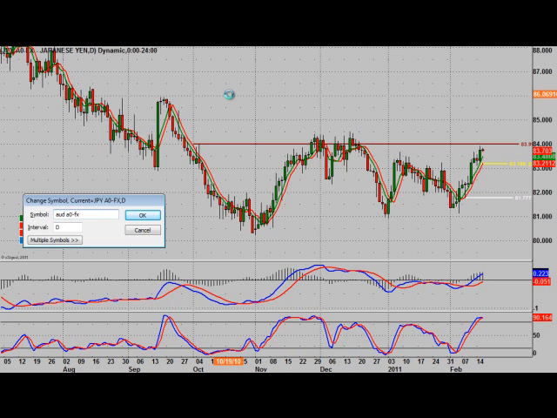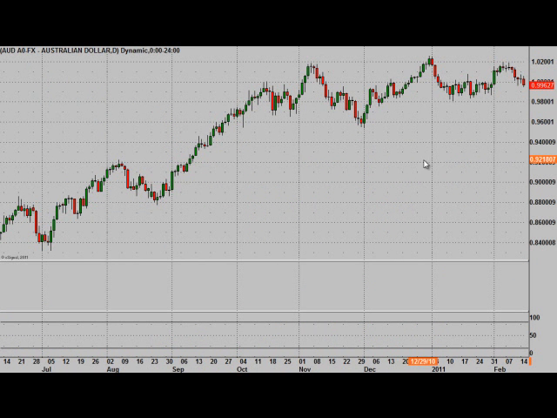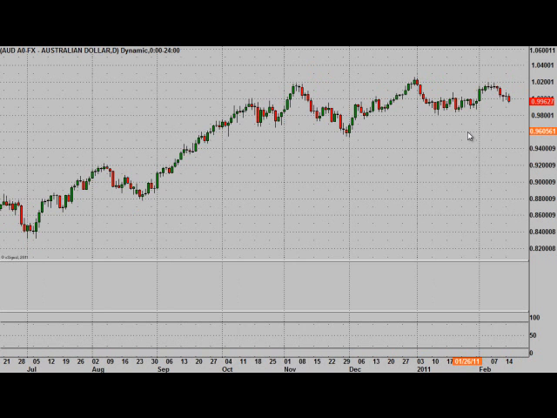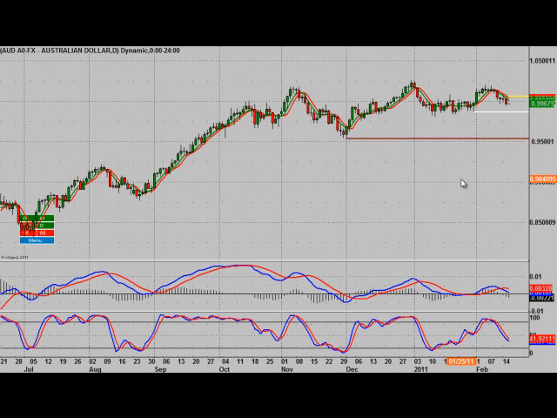Pretty exciting day today. Well, there's a lot going on. Well, here's your Australian dollar. We weren't so much focused on this, but you can see, hey, that's a red candle today. So you had some more downside. No surprise there. The daily chart had shifted earlier.